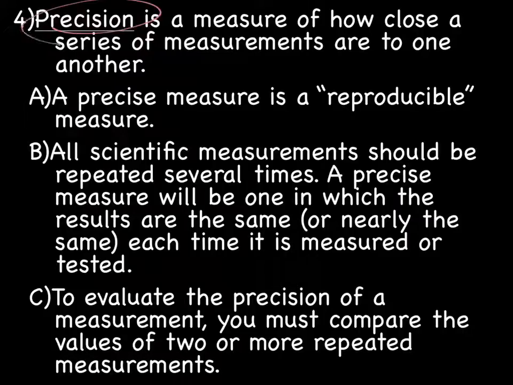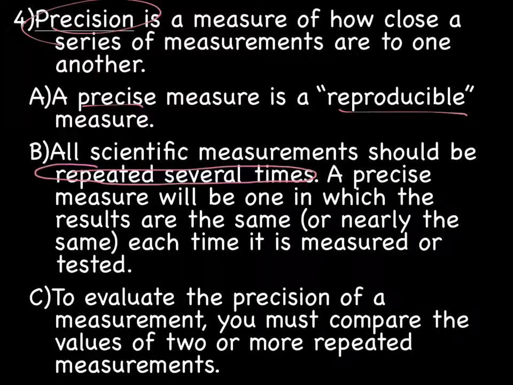Precision is a measure of how close a series of measurements are to one another. A precise measurement is a reproducible measurement. All scientific measurements should be repeated several times. That is important. In labs, you should be repeating your measurements several times. A precise measure will be one in which the results are the same or nearly the same each time it is tested.